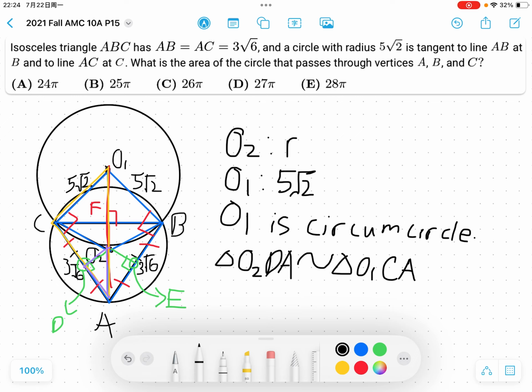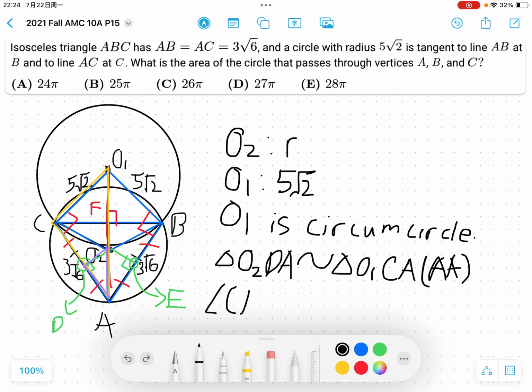Firstly, we have AD over AC is 1/2, because we know from the circle property that O2D is a perpendicular bisector of side AC. So AD is half of AC. Now secondly, we actually don't need this, so we can use an angle similarity proof.